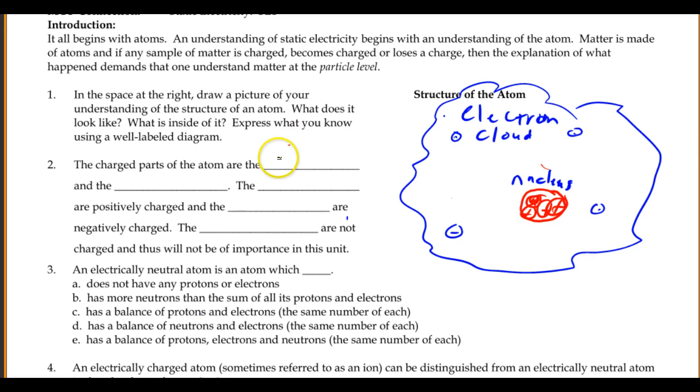Alright, so the charged parts are the electron and the proton. The protons are positively charged. We typically use red colors if we're using colors for positive charge. On your car's battery, the positive terminal should be painted red or colored red. The electrons are negatively charged. The neutrons are not charged and thus for our purposes are unimportant.